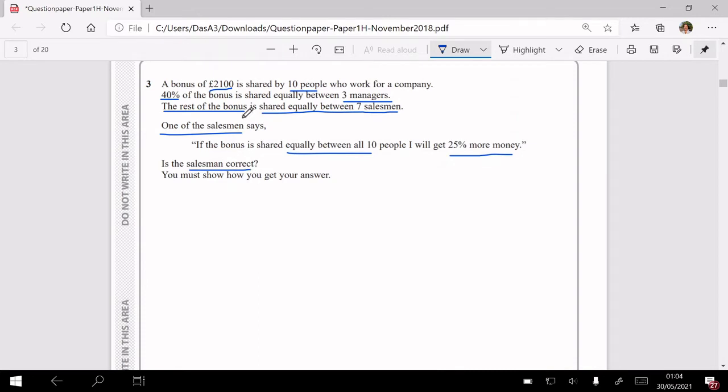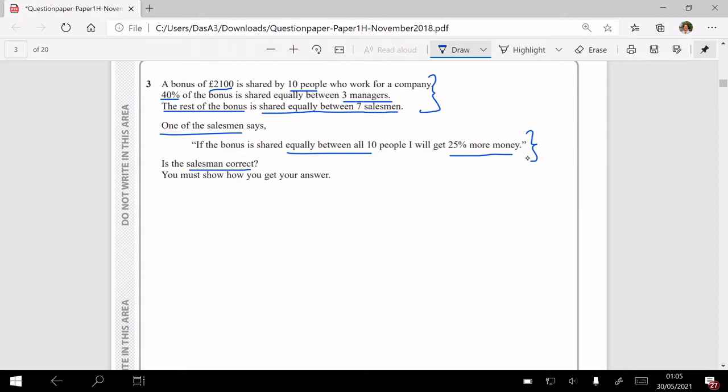So you can straight away see that you don't really care about what the manager gets. What you care about is what a salesman gets, because it is all about the salesman. So the first step would be to figure out what a salesman gets in the first scenario, where 40% is shared between managers and 60% is shared between 7 salesmen. Then compare it to the second scenario, where everything is shared equally between the 10 people. So let's give this a go.